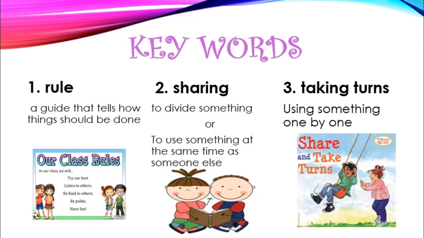But before we start reading, as always, let's have a look at the keywords. The first keyword is rule. It means a guide that tells how things should be done. Like we have our classroom rules. Second keyword is sharing. It means to divide something or to use something at the same time as someone else. In the picture, you can see two children sharing one book. And they seem quite happy. The third is taking turns. It means using something one by one. Like one person uses something and then the next.